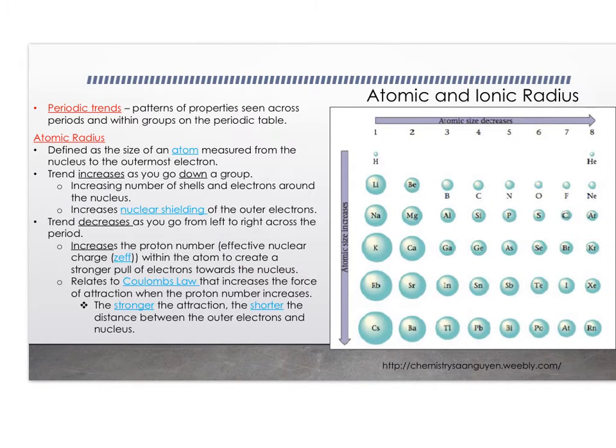Because the elements are arranged in increasing atomic number, or the proton number, there can be trends seen going across the periodic table and then going up and down. A periodic trend, in general, is just patterns of properties seen across the periods and within the groups of the periodic table. Recall that periods go from left to right and right to left, so they go across the periodic table, and the groups or families go up and down.